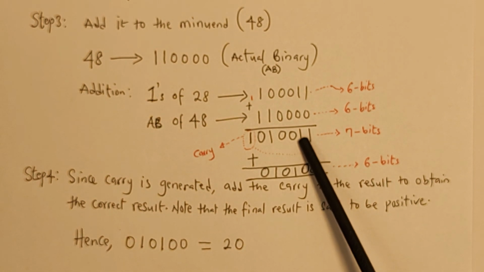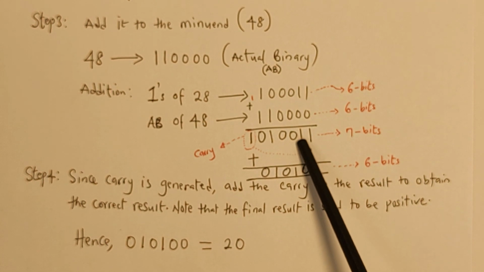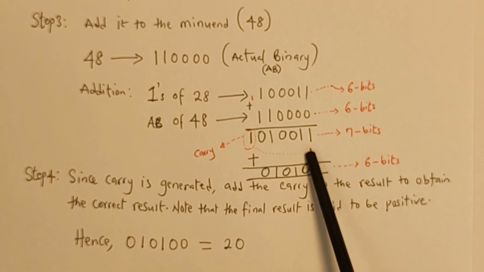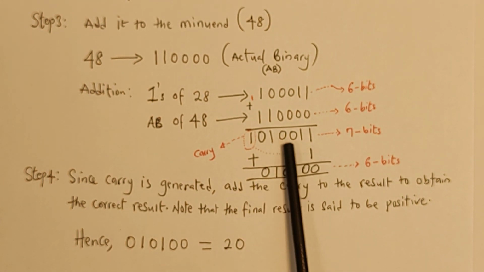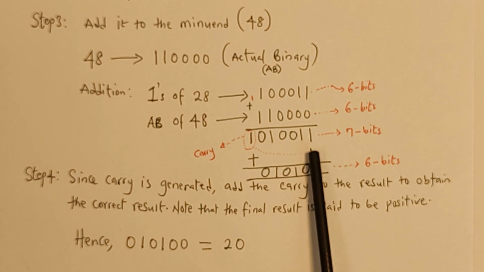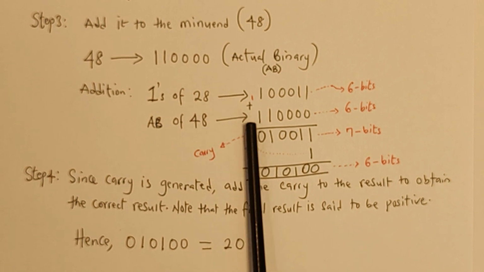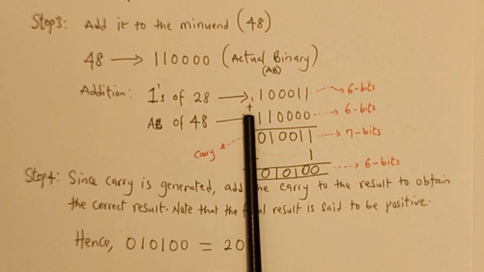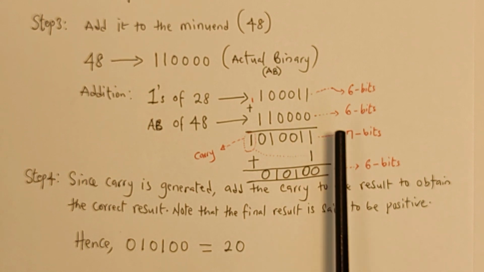Now what is the rule when carry is generated? The rule says that when carry is generated, we need to add the carry to the result in order to get the actual value. So we take this carry and move it to this part, and then you can close this. So this is what we're going to get: 0 1 0 0 1 1 plus 1.